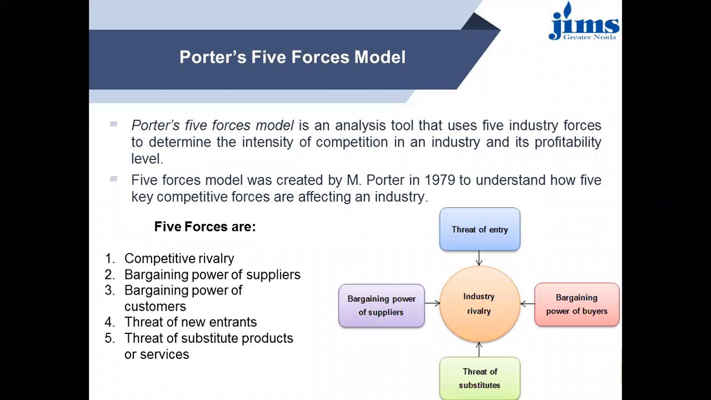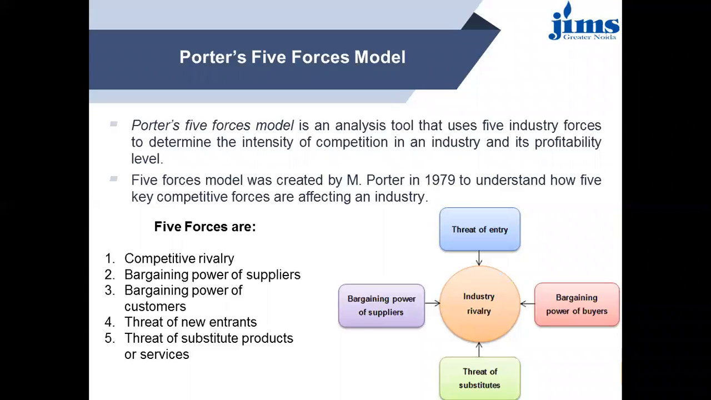What are these Porter's 5 forces model? Porter's 5 forces model is an analysis tool that uses 5 industry forces to determine the intensity of competition in an industry and its profitability level. The 5 forces model was created by M. Porter in 1979 to understand how 5 key competitive forces are affecting an industry.